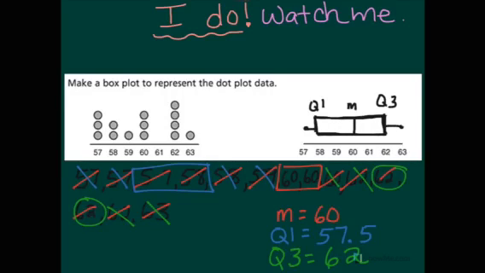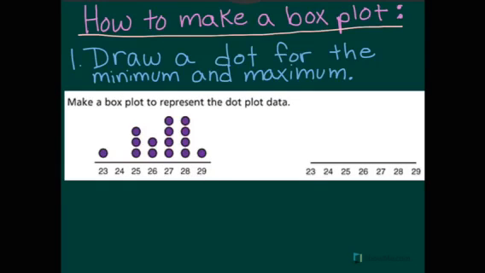And that is my box plot. Okay, now let me talk you through this while you follow along. So the first step when making a box plot is to draw a dot for the minimum and maximum. So if I look at this data, I know my minimum is 23, so I'm going to put a dot above 23, and I can see my max is 29. So I'm going to put a dot above 29. And that's kind of the beginning and end of my box plot.